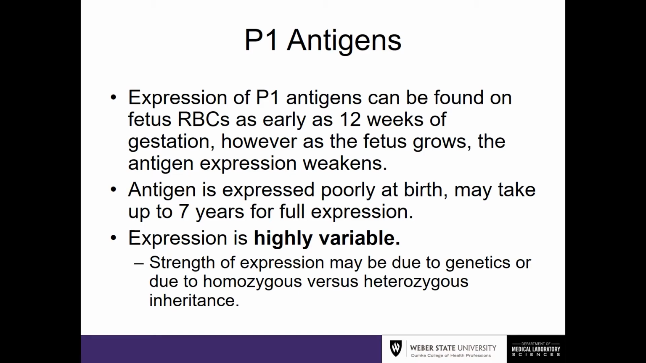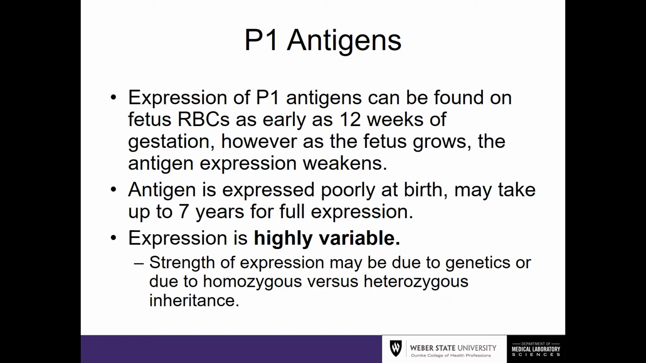The expression of these P1 antigens can start at roughly 12 weeks of gestation. You can find them on the fetus's red blood cells. However, as the fetus grows, these antigen expressions weaken, and they stay weak up until about 7 years of age, and that's when they're fully expressed.